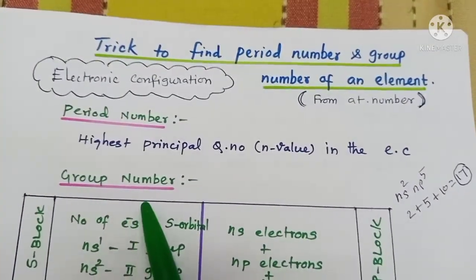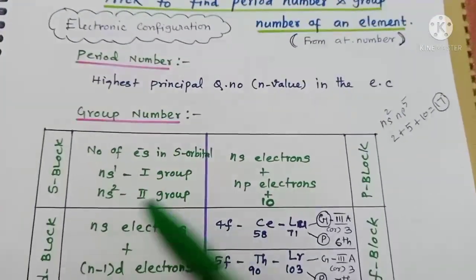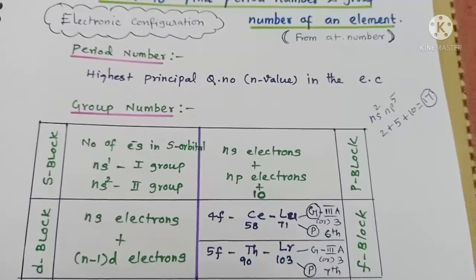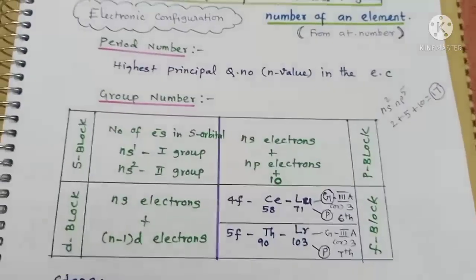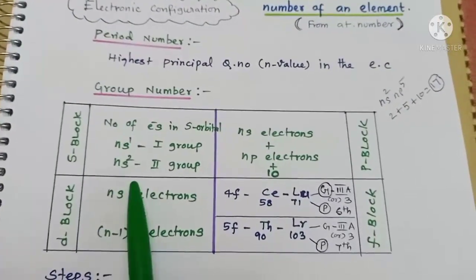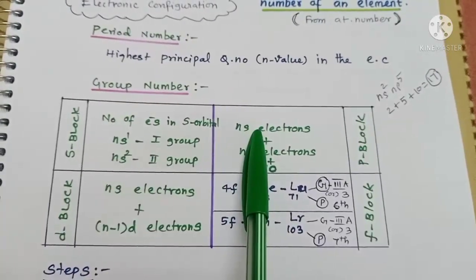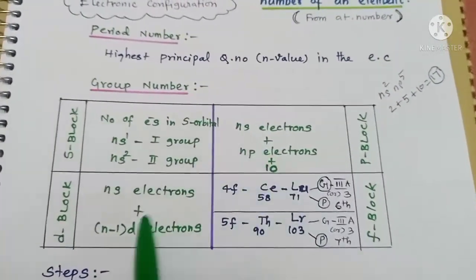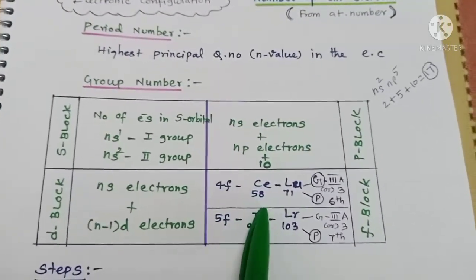Similarly, let us see how to find out the group number of the element. Before we go to that, after writing the electronic configuration, first you have to predict which block the element belongs to, based upon the nature of the valence electron. If the valence electron is present in the s orbital, it belongs to the s block. Likewise, if it is p or d, it may come under either the p block or the d block. The f block I will discuss later separately.